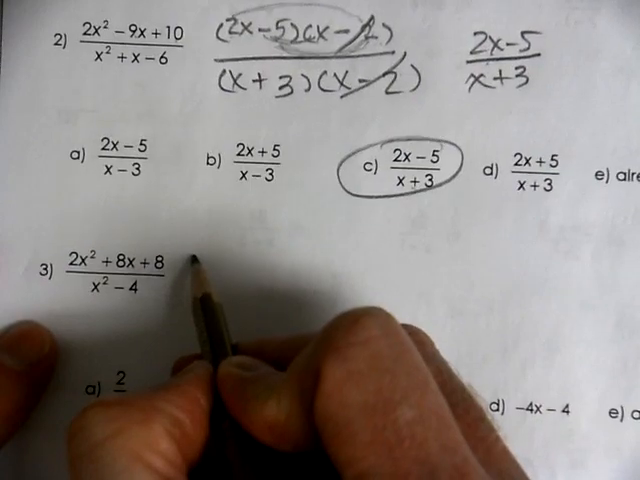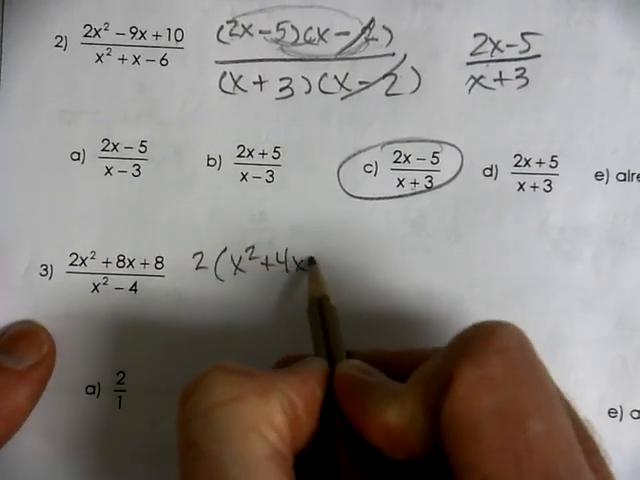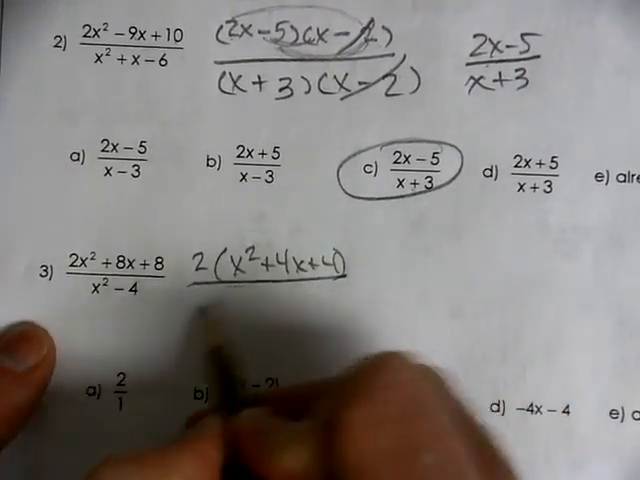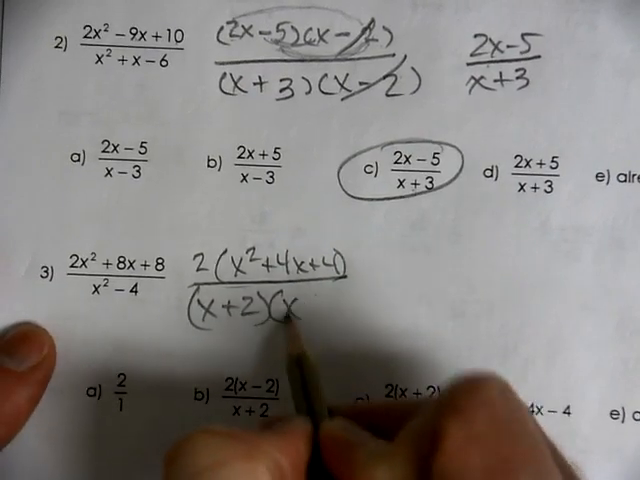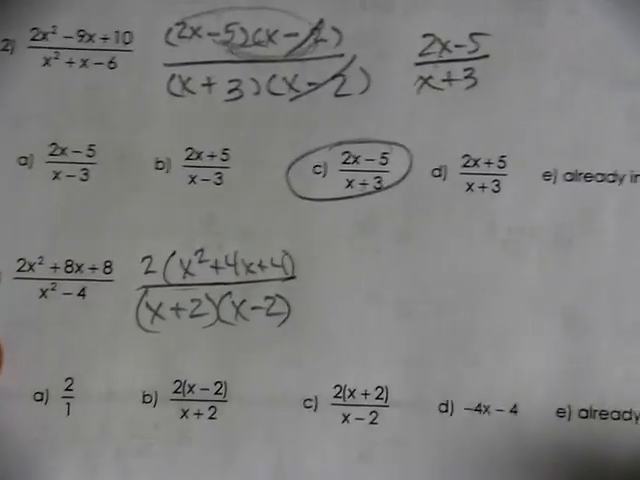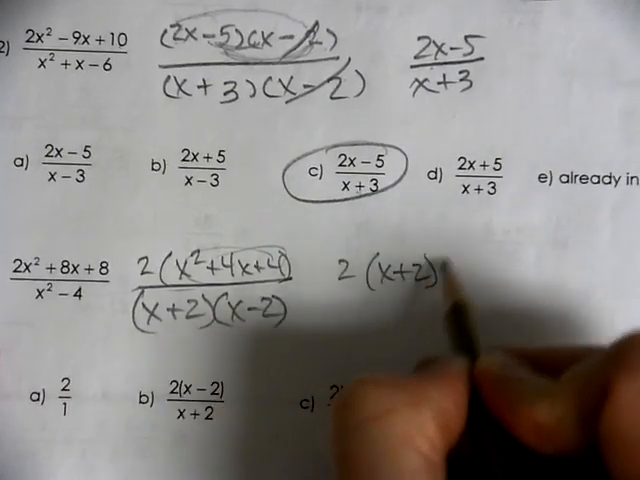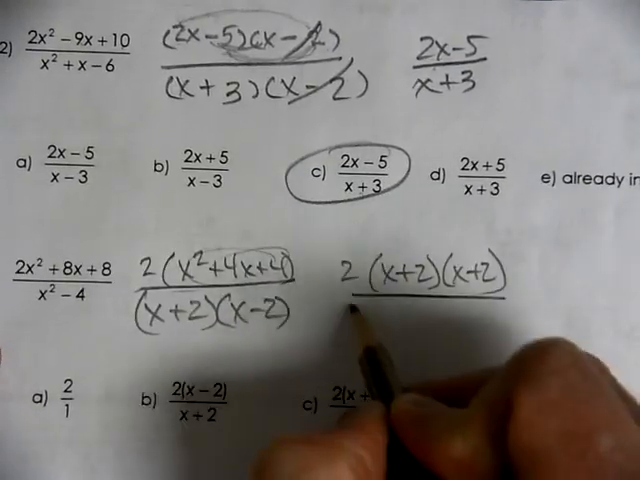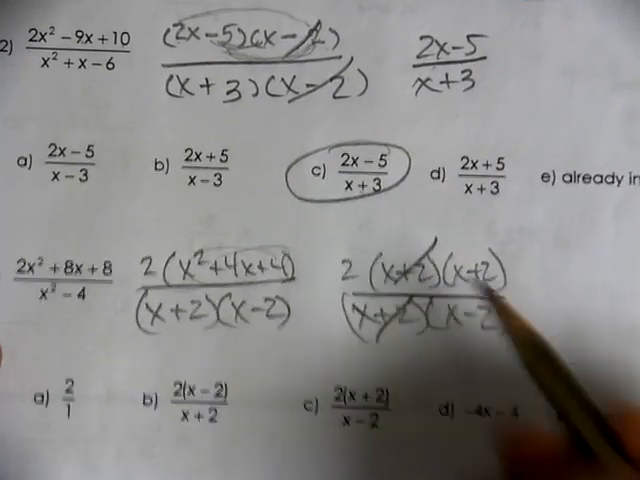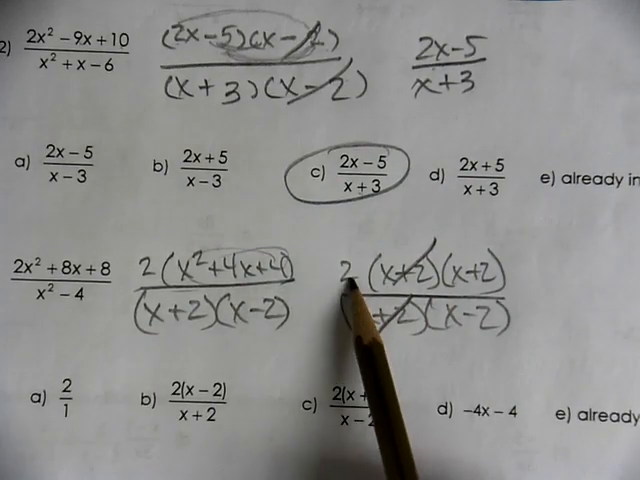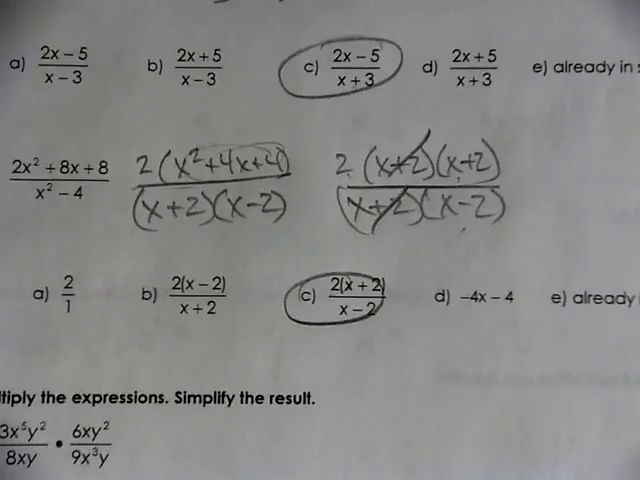So here you can pull out a GCF, pull out a 2, that leaves it with x squared plus 4x plus 4. This is x plus 2, x minus 2. And then this can be factored to be x plus 2, x plus 2, x plus 2, x minus 2. Those cross off. And you're left with 2 times x plus 2 over x minus 1. Letter C.